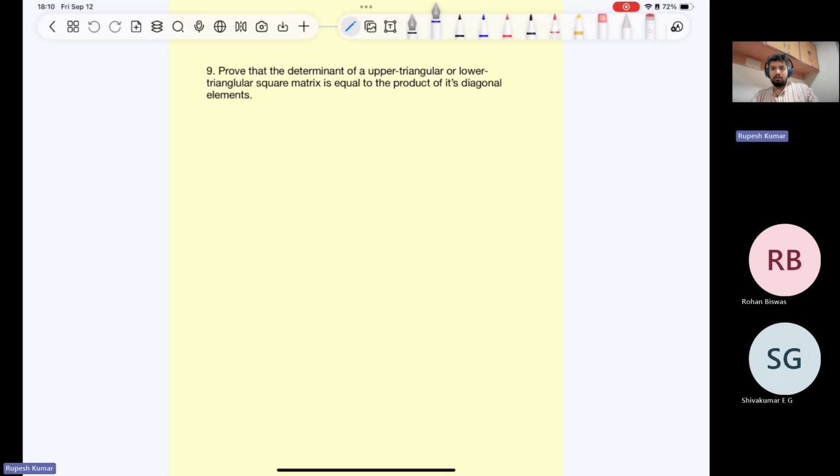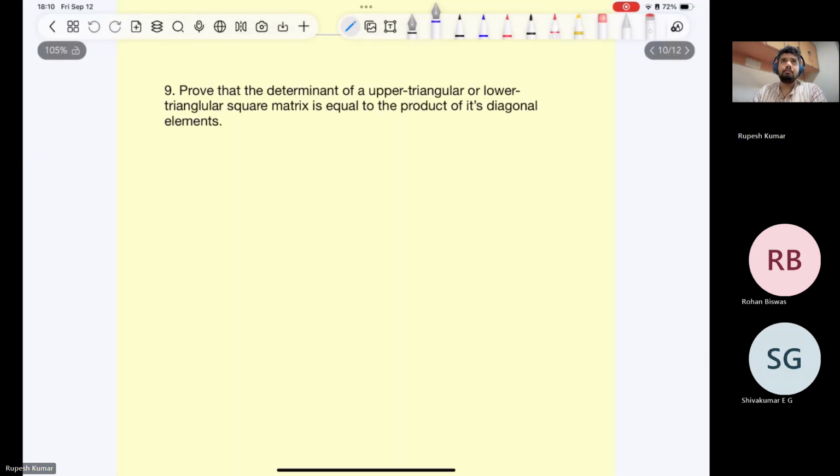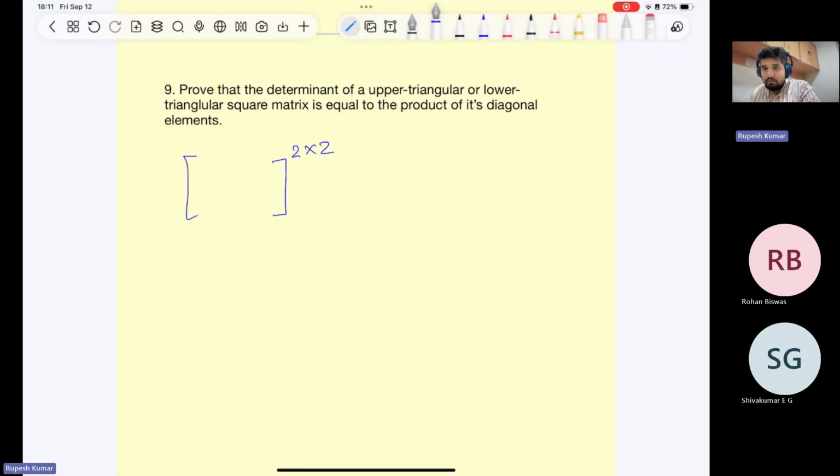I think other students are also joining. So let's start with the proof. Let's say we have this kind of matrix. Let's consider the 2 by 2 case first, right? Let's say we have a 2 by 2 matrix and we want to prove that the determinant is equal to the product of diagonal elements, right? That's a very simple proof.